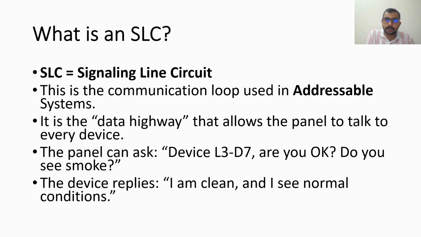If it is a heat detector, it will say that I sense a change in temperature. If it is a flame detector, it will say that I see flame over here. So accordingly, the action will be taken by the fire alarm control panel. This constant communication takes place between the panel and the devices in the addressable system, and all these devices and the panel are connected in a loop, and that loop is called a signaling line circuit.